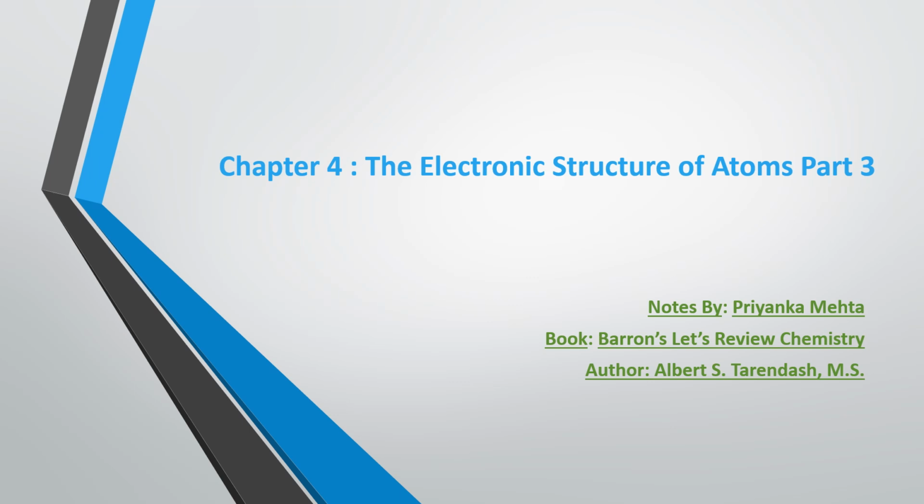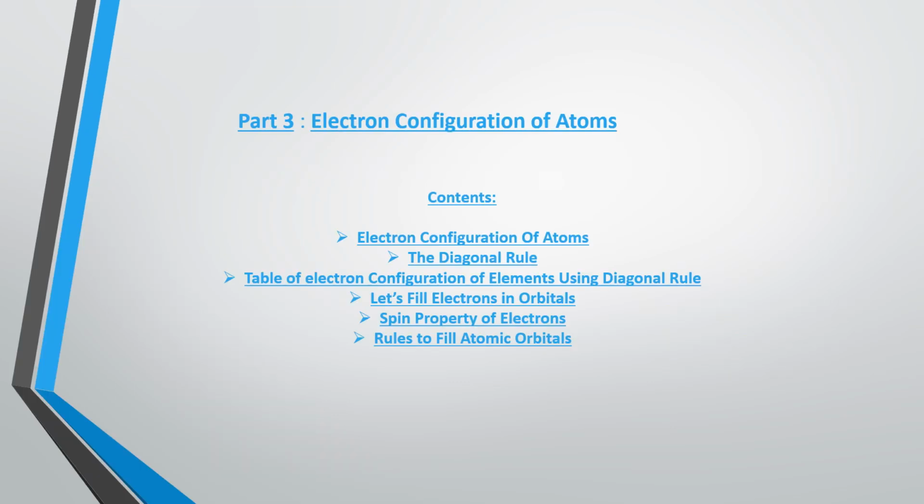Chapter 4, The Electronic Structure of Atoms, Part 3. Part 3, Electron Configuration of Atoms. Contents: Electron configuration of atoms, the diagonal rule, table of electron configuration of elements using diagonal rule, let's fill electrons in orbitals, spin property of electrons, rules to fill atomic orbitals.